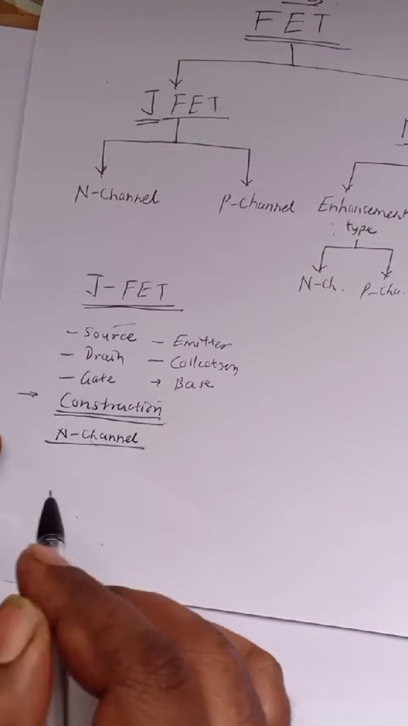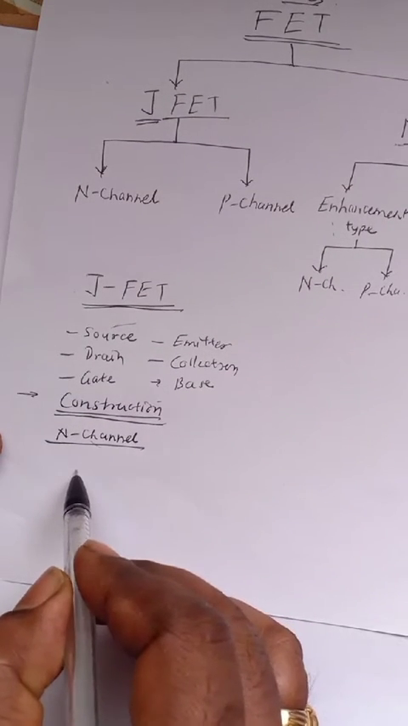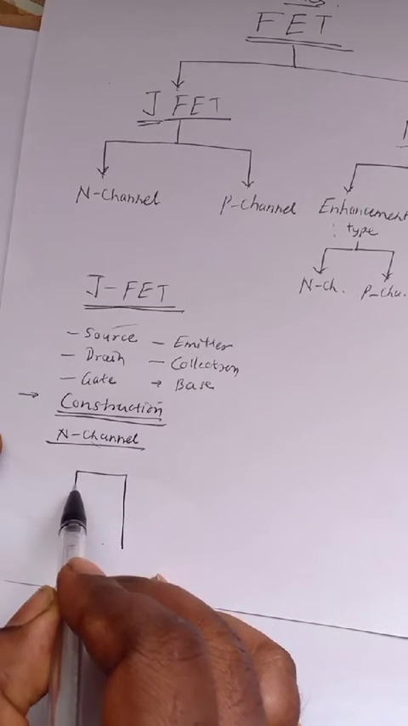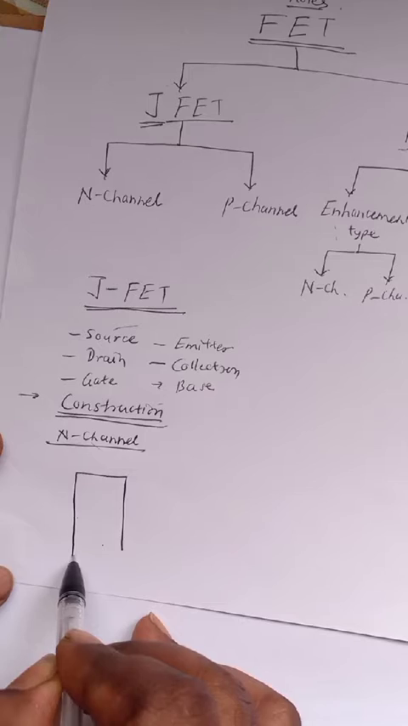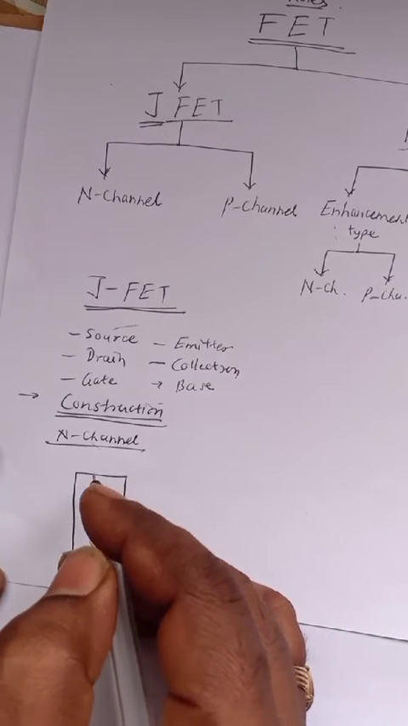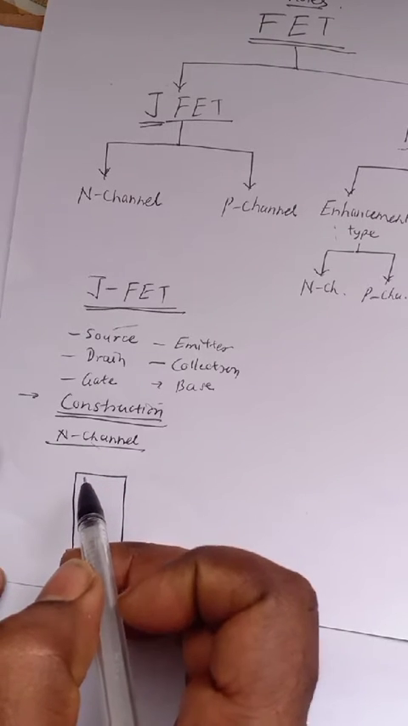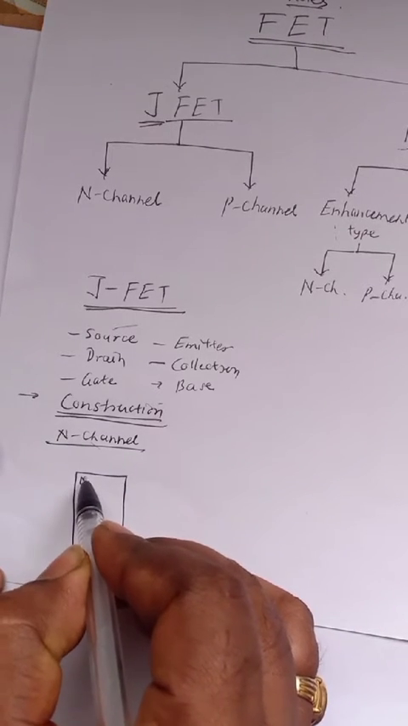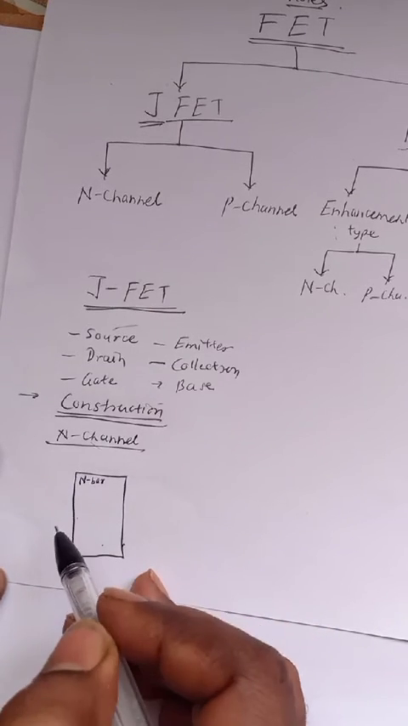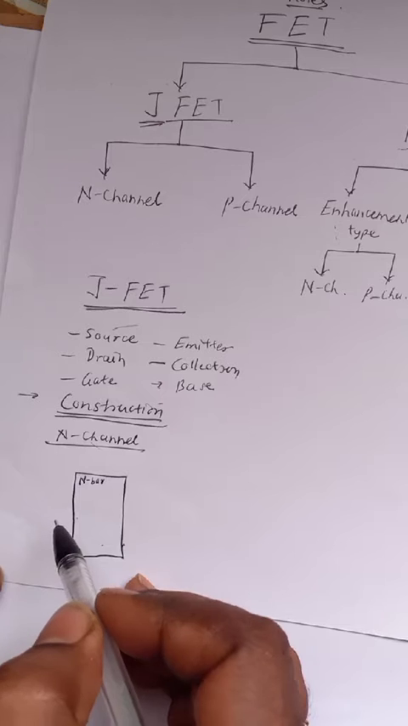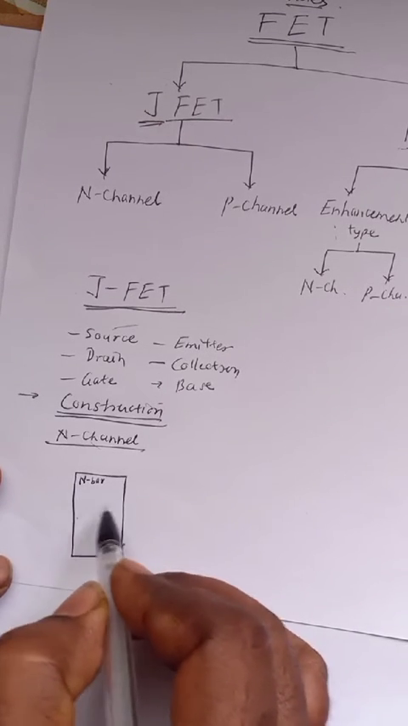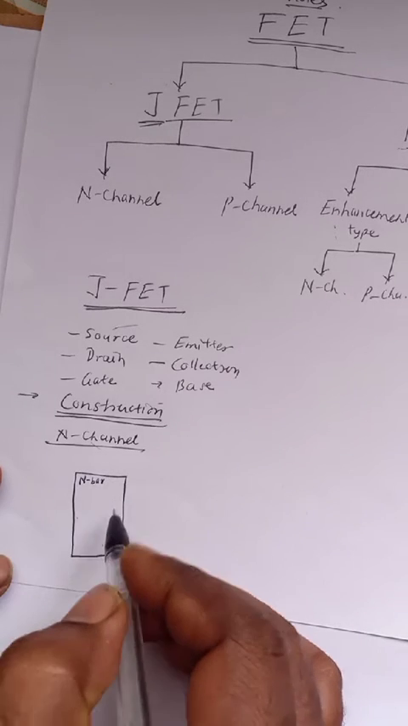Okay, so here in case of N channel, we have N channel or N type material semiconductor bar. So we use an N type bar here, so we name that N bar. Okay, so N type bar, and you have to form a junction on both opposite edges of this bar.